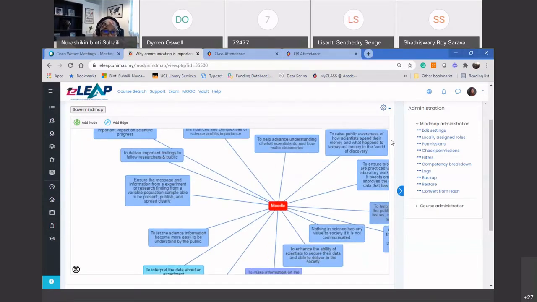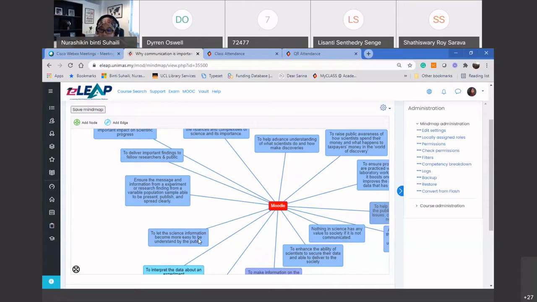Okay, to deliver important findings to fellow researchers and public. Yes, correct. Yeah, I've mentioned about that. So you have to tell people. You cannot just keep the science as a secret. Ensure the message and information to be presented, published, and spread clearly. Okay, same point. To let the science information become more easy to be understood by the public.